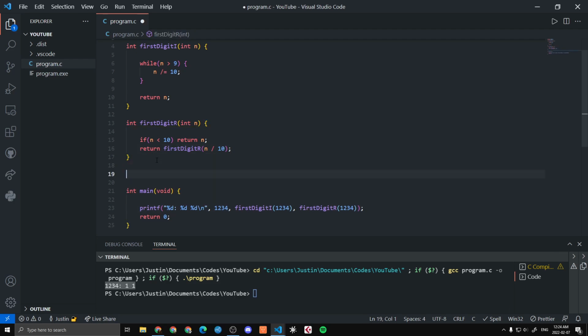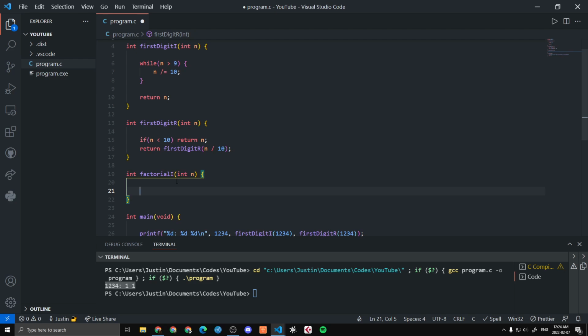Now let's do one for factorial. So factorial I into n. Again, factorial is defined as this. So 5 factorial, for example, is 5 times 4 times 3 times 2 times 1. So n factorial is essentially n multiplied by n minus 1 multiplied by n minus 2 all the way to 1. So what we could do is go like this.